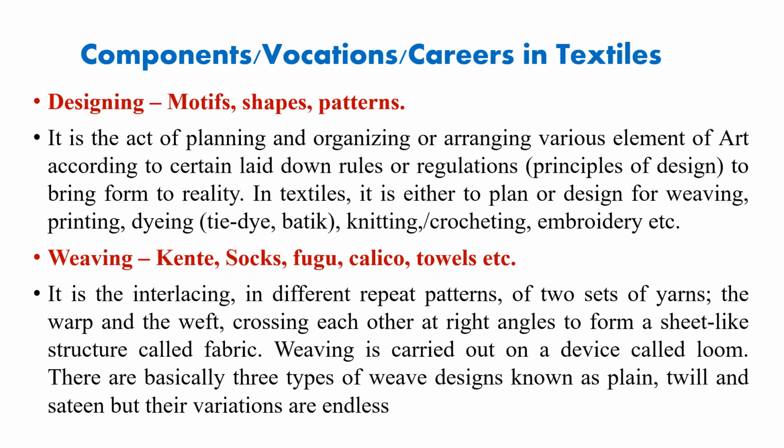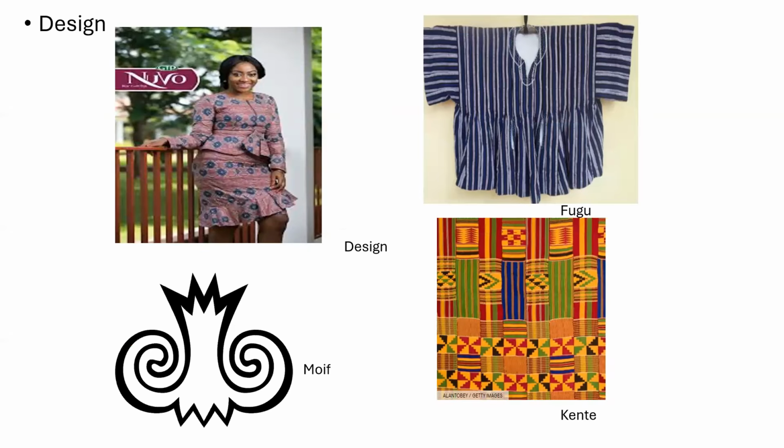We have others like crocheting, net braiding. So weaving is one of the fabric construction methods. Weaving is carried out on a device called a loom. There are basically three types of weaves. We have the plain, twill, and satin, but their variations are endless. So upon these three types, we can have a number of variations.